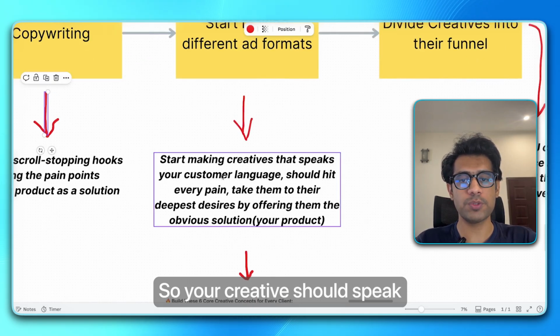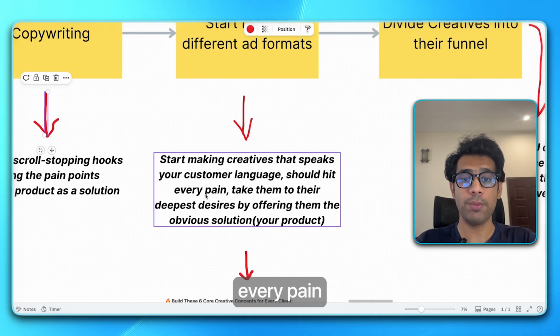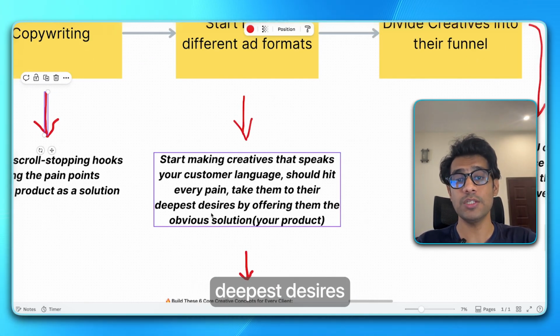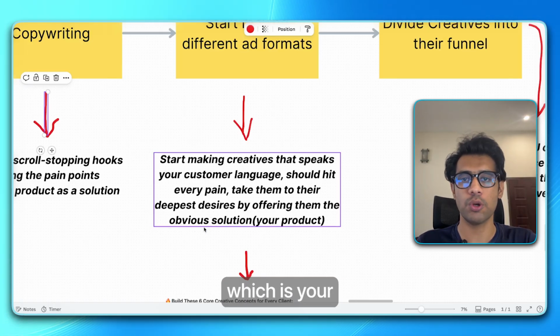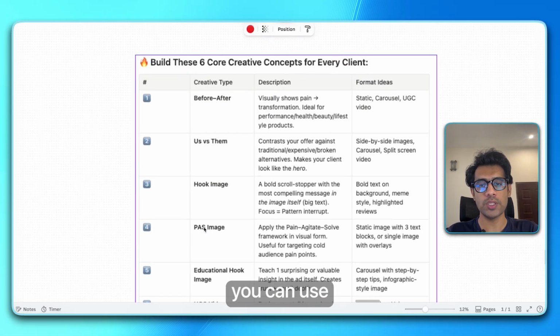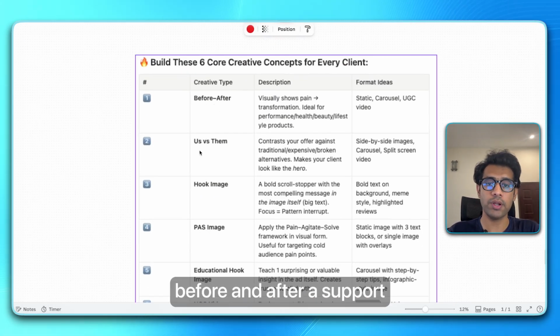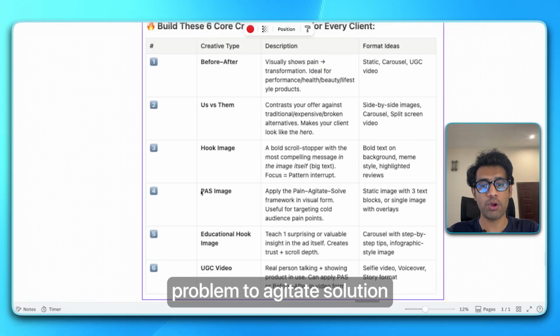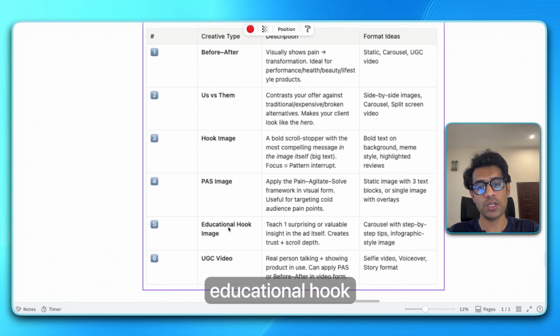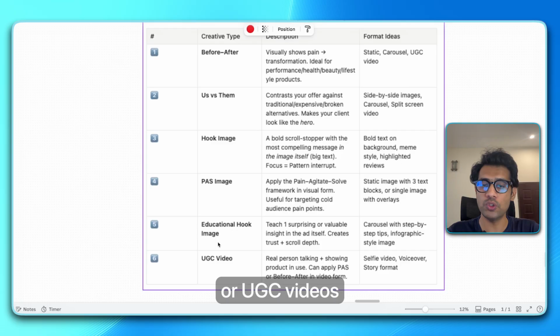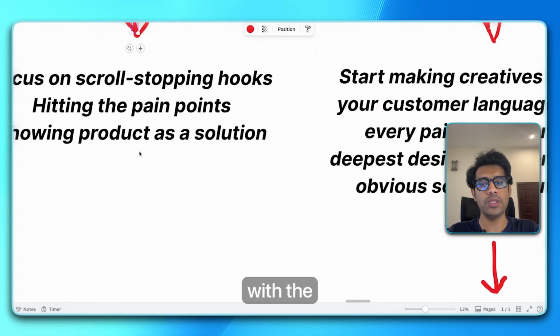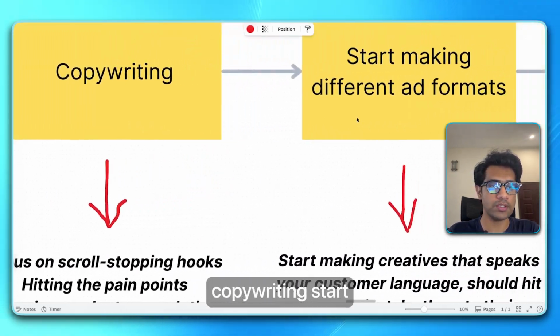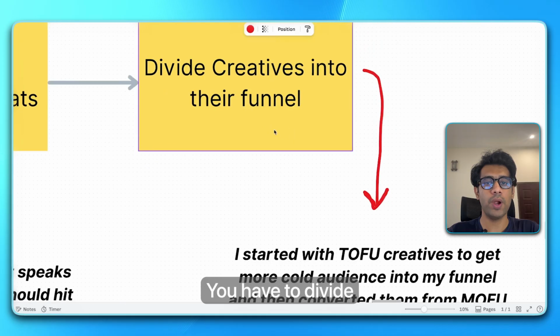So your creative should speak your customer's language, should hit every pain, and take them to their deepest desires by offering them the obvious solution, which is your product, right? And the formats you can use are before and after, us versus them, hook image, problem to educate solution, educational hook, educational image or video, or UGC videos, right?